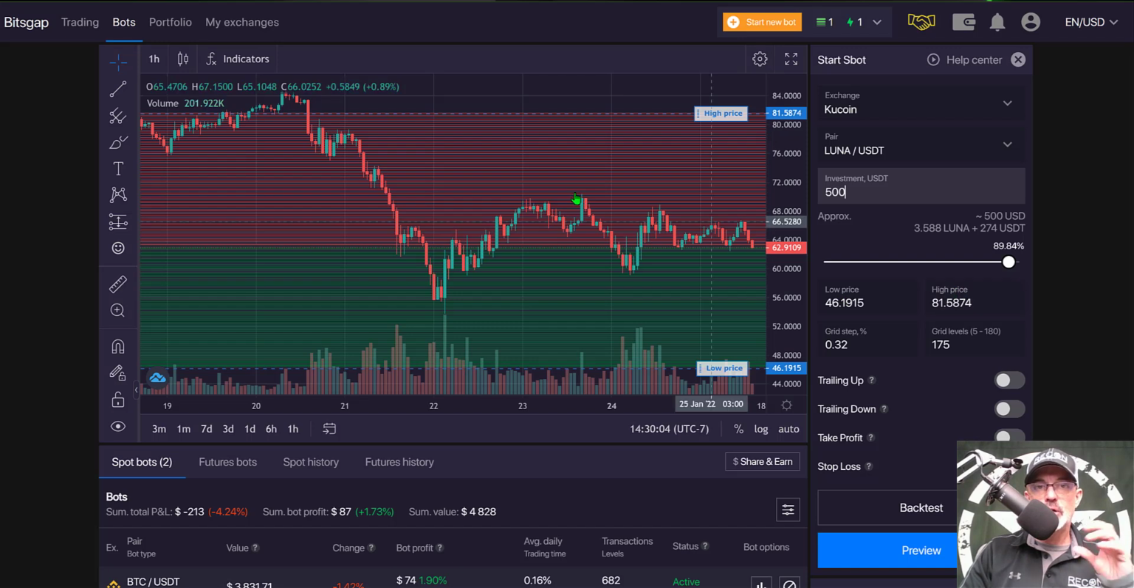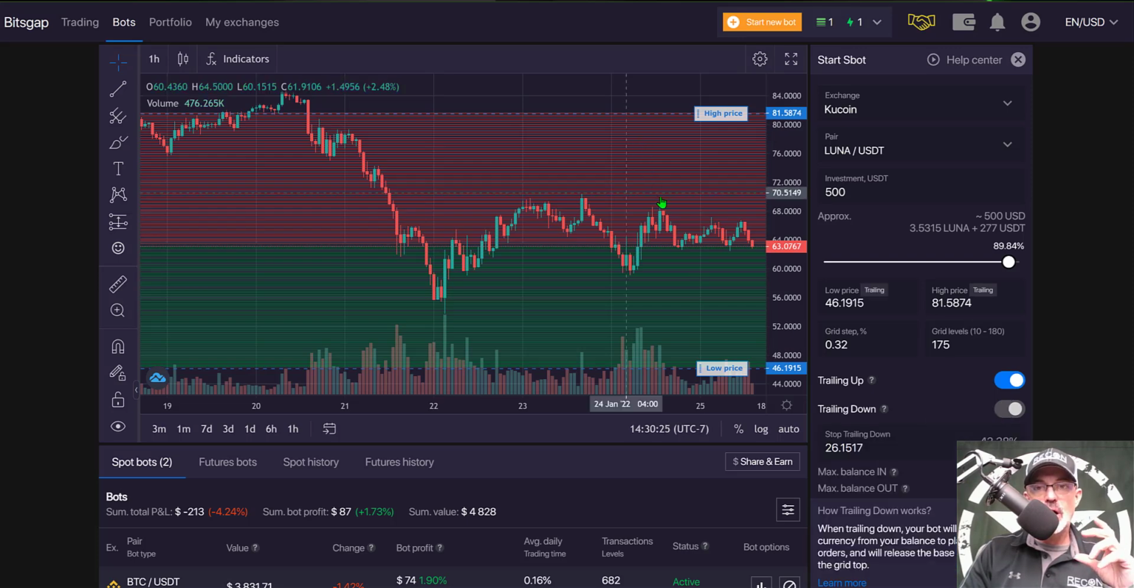Now, on a larger scale, the upper price was around 100 and the lower price was around 38, I believe. However, since Bitsgap offers trailing up and trailing down, which I will enable, I can actually tighten that range up. I don't have to have such a big range, because if the price does go above my higher price limit, trailing up will follow that price action up. And on the flip side, it will follow the price action down, so I can bring my lower limit up into one of these support levels that we see on the chart currently.